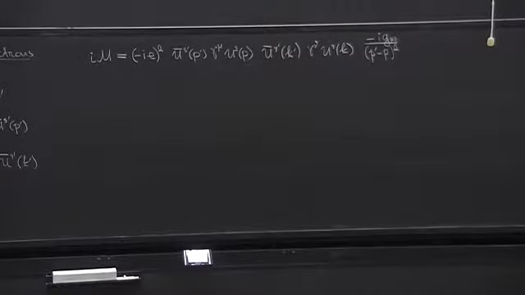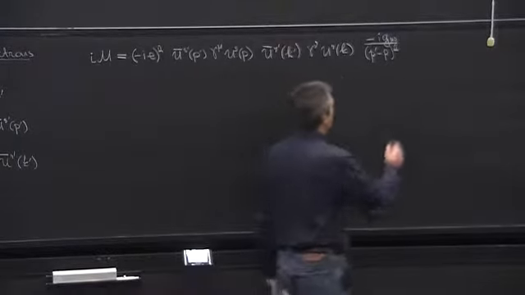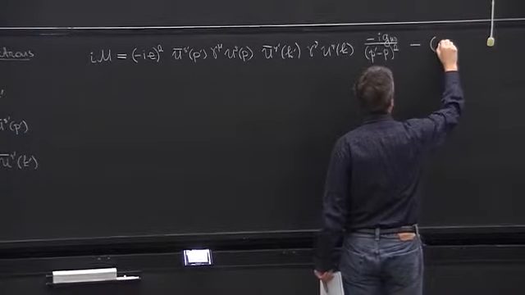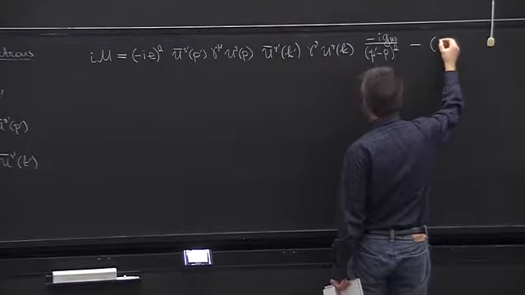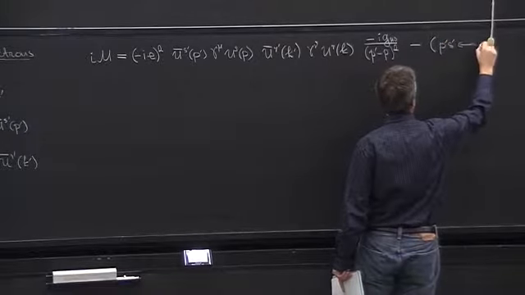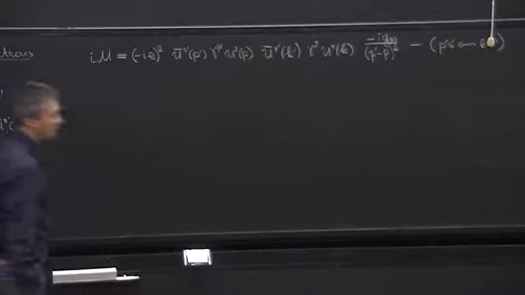Now to add the lower diagram, we need just to interchange the two outgoing lines. And since these lines describe particles that obey the Fermi statistics, we need to change the sign. So this is obtained just by interchanging the particles in the final state. So this is the full answer.